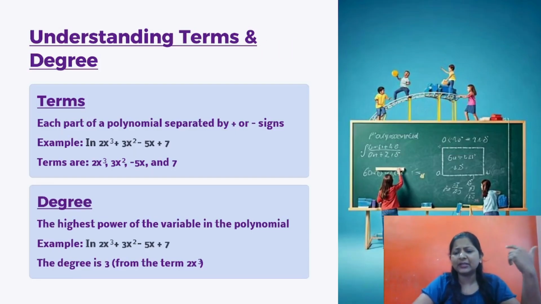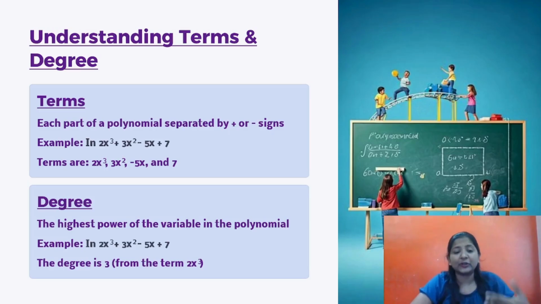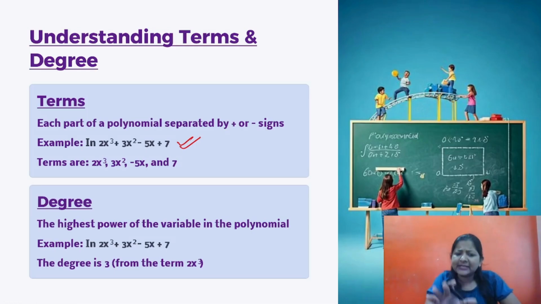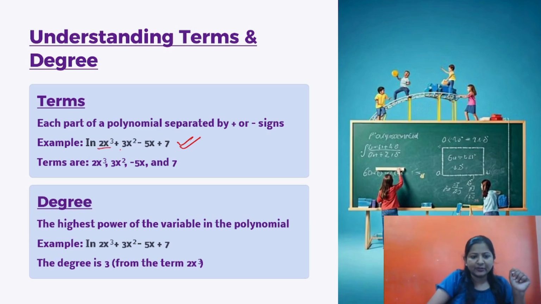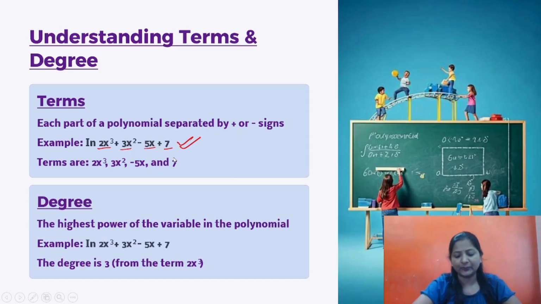If you remember, when I was discussing expressions, we discussed that these are the terms. So what are the terms? Note it down. Any doubt? Just ask, as I told you. Terms: each part of a polynomial is separated by a plus and minus sign. Let's take an example: 2x cube plus 3x square minus 5x plus 7. In this given polynomial, how many terms do we have? You can check: 1, 2, 3, 4. So we have 4 terms. No issue regarding this. I hope it is clear.